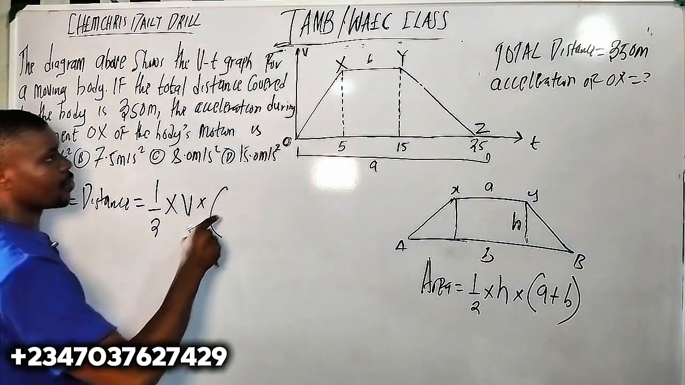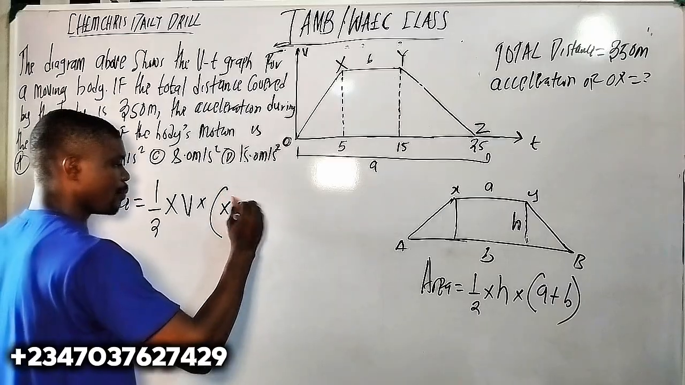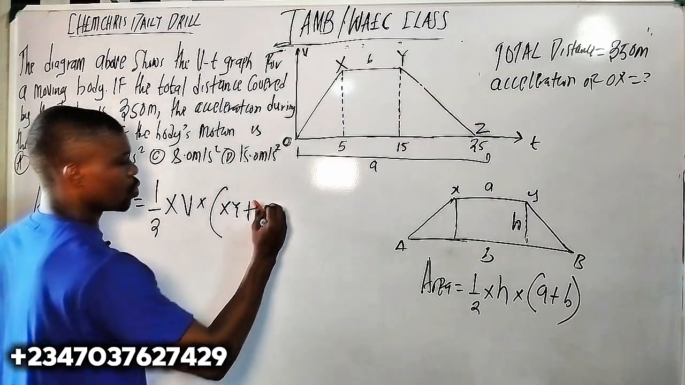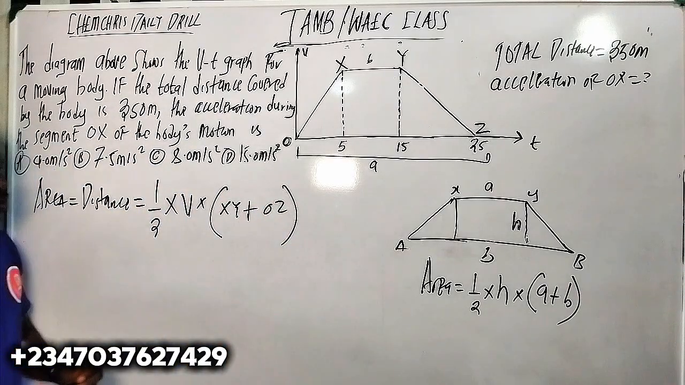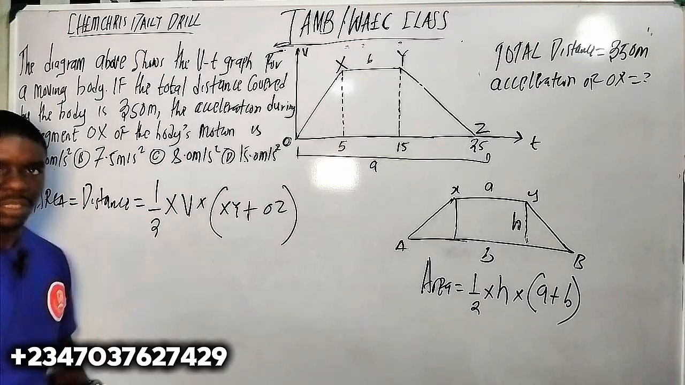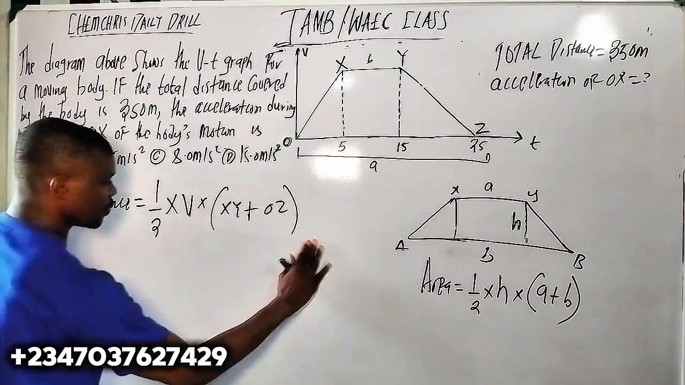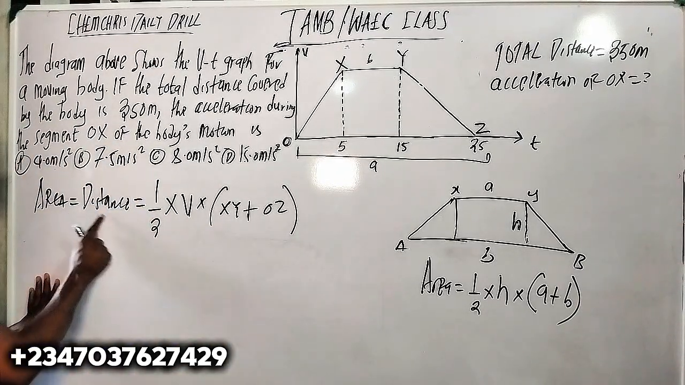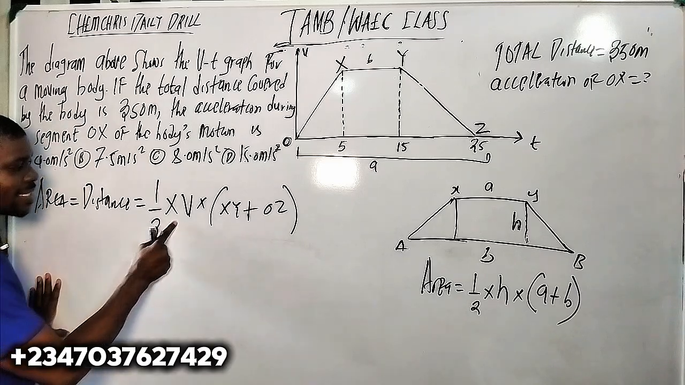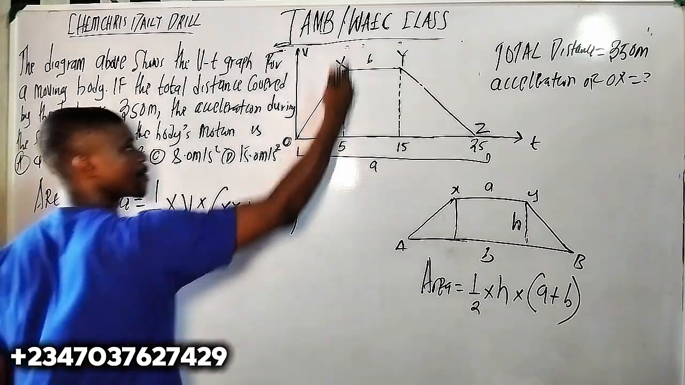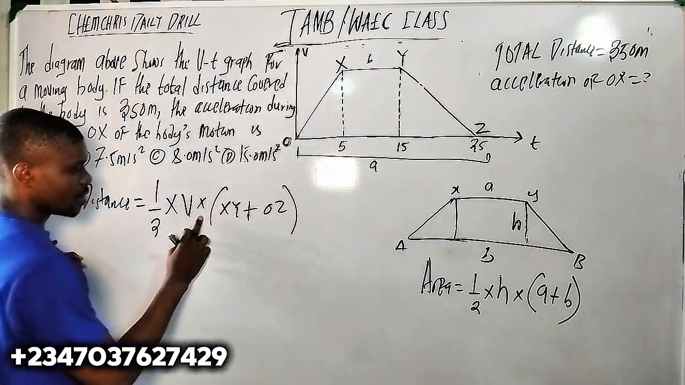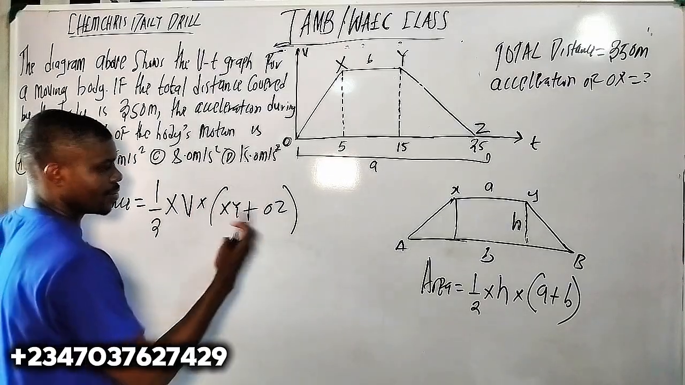So here we now have what? XY plus OZ. So this is what you are now going to make use of. Do you understand? This is what you are now going to make use of, this guy here. So area, which equals distance, equals half times the velocity times XY plus OZ, right?